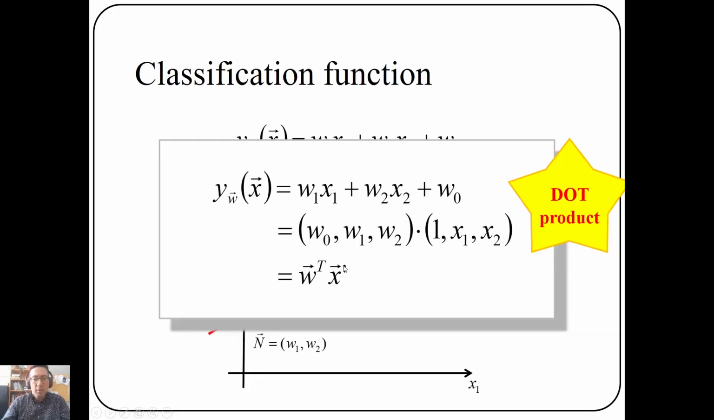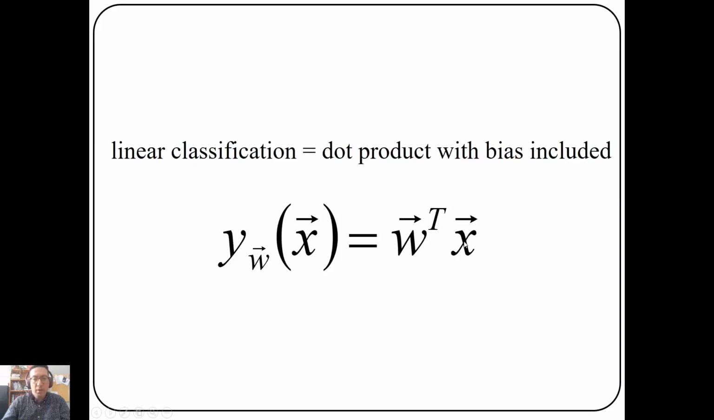Now, for simplicity, we'll drop the prime here because the prime is to account for the fact that we added a 1. But for simplicity, we'll drop it and assume that X always contains a 1 in order to account for the bias. So it's very important to understand that a linear classification is nothing more than a dot product with a bias included in X. And the dot product can be represented as the multiplication between two vectors.